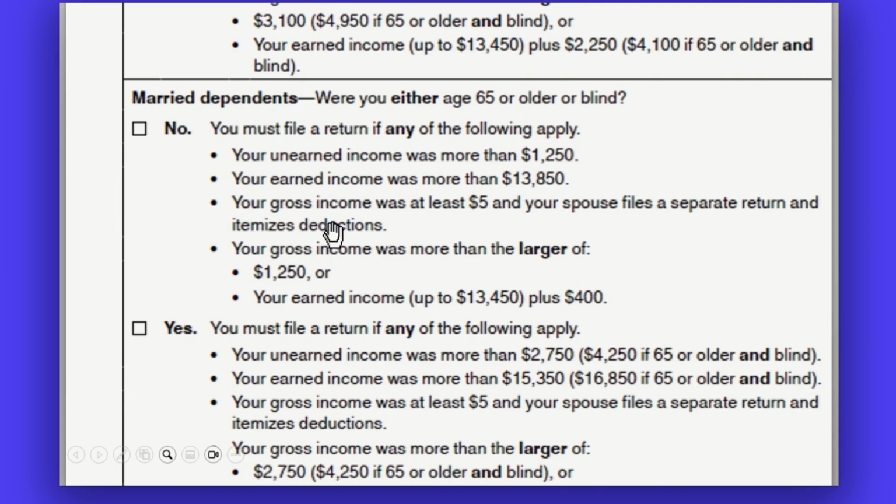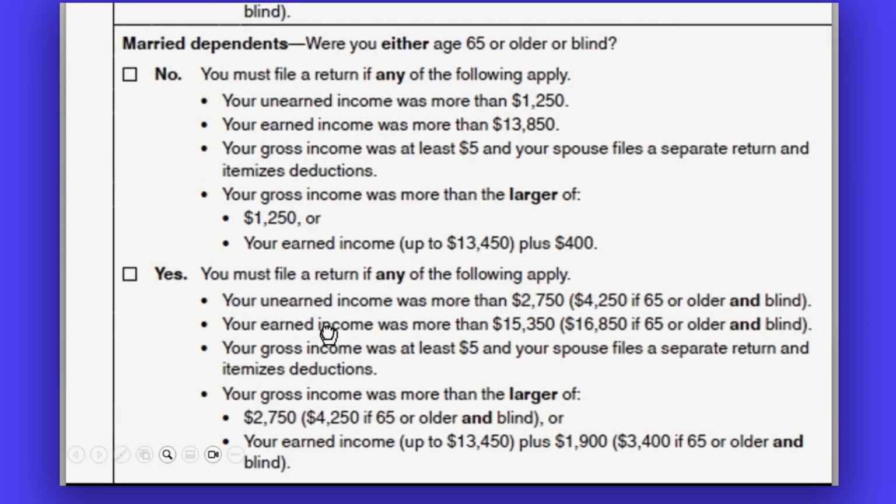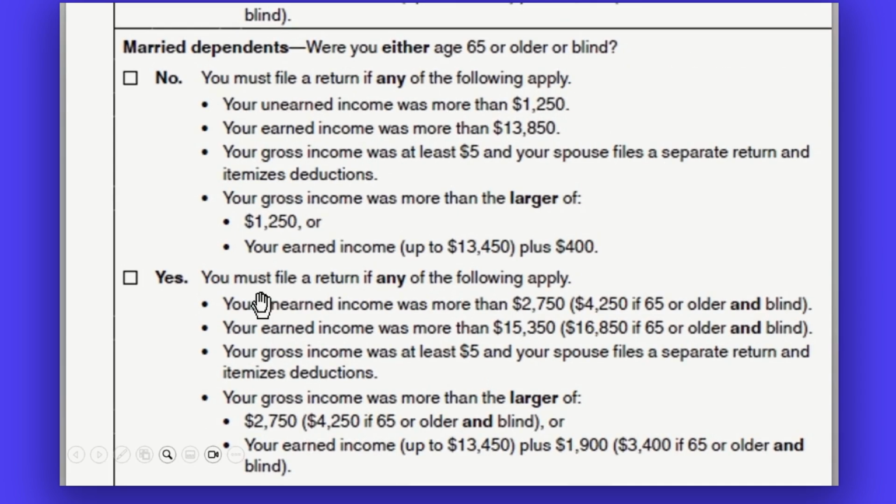If they are married and filing a separate return, then if their gross income was at least $5, remember that from the previous chart, was at least $5, and their spouse files a separate return and itemizes deductions, then they have to file a return as well. Okay, so that is for a married dependent who is under age 65. If you have a married dependent who is over age 65, so this could be mom and dad are both dependents on a child's tax return, as an example.